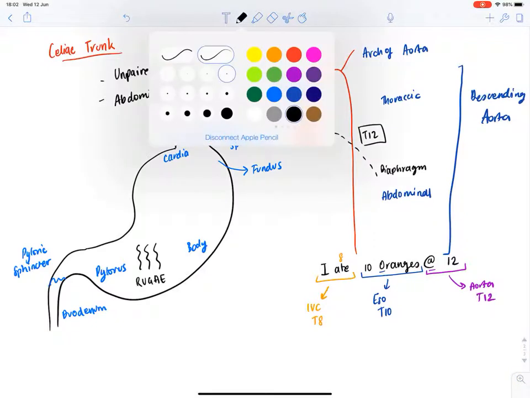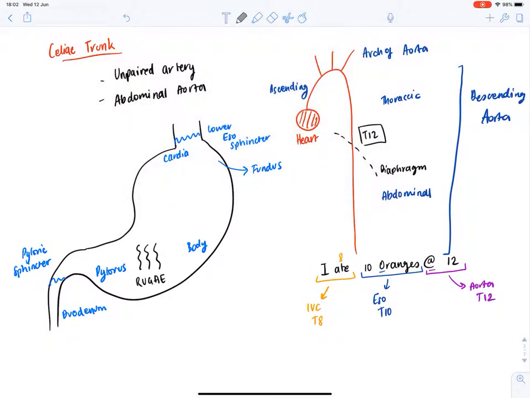Other associated things that you need to be aware of are the pancreas, which is posterior to the stomach. Again, this is not anatomically correct, it's just a rough sketch. Next to the stomach we also have the spleen. So posterior to the stomach we have the pancreas, and then towards the left we have the spleen. The tail of the pancreas extends into the hilum of the spleen.